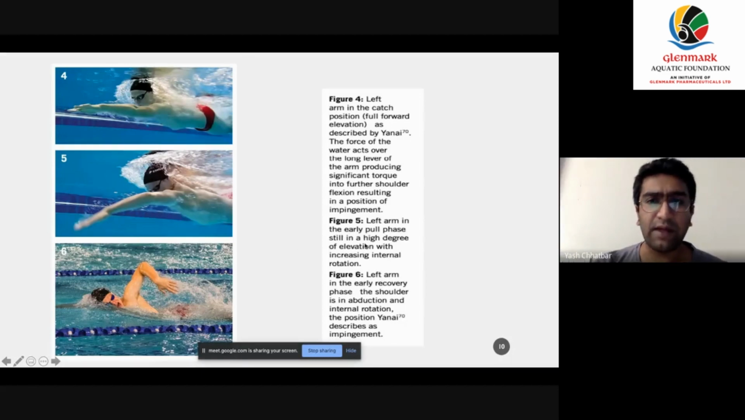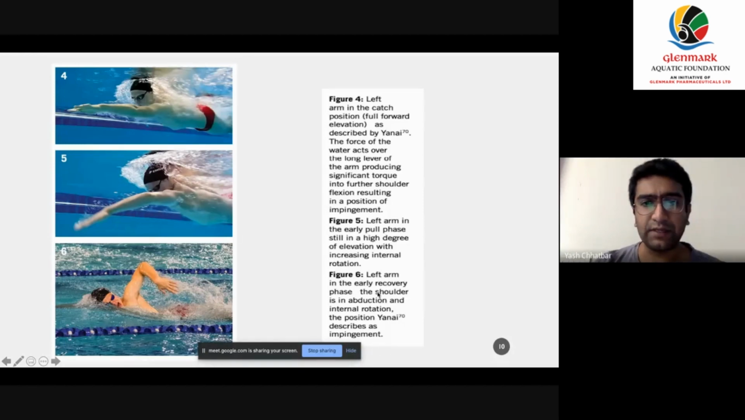In figure 5 over here, this left arm early pull phase is still in a high degree of elevation with increased internal rotation. So obviously now you're slowly getting into the phase where you have to cut through the water and propel yourself forwards. So this is where further internal rotation happens.